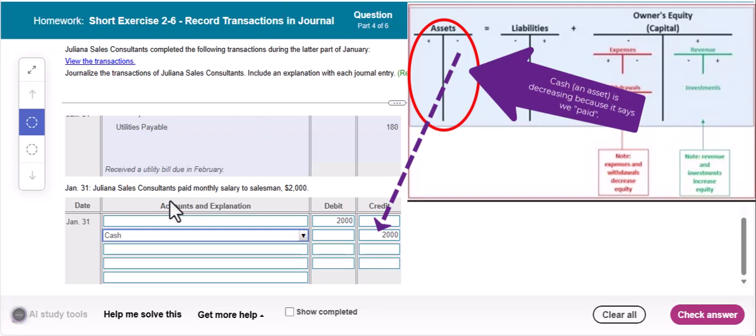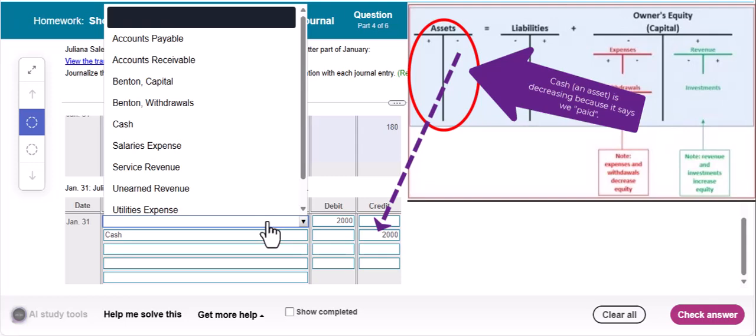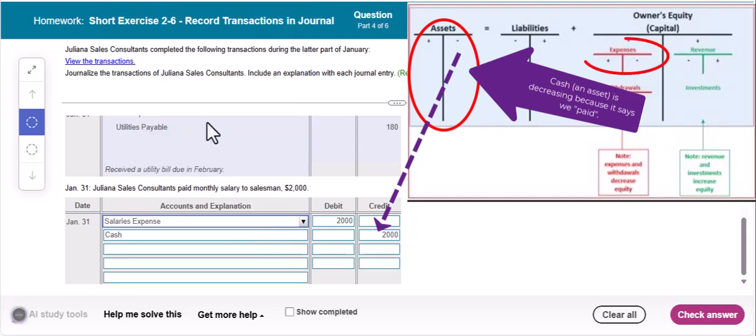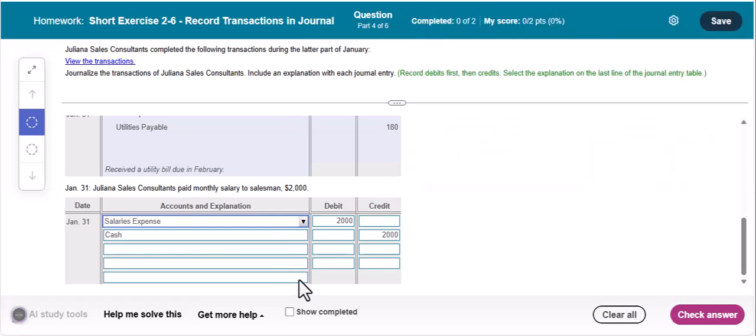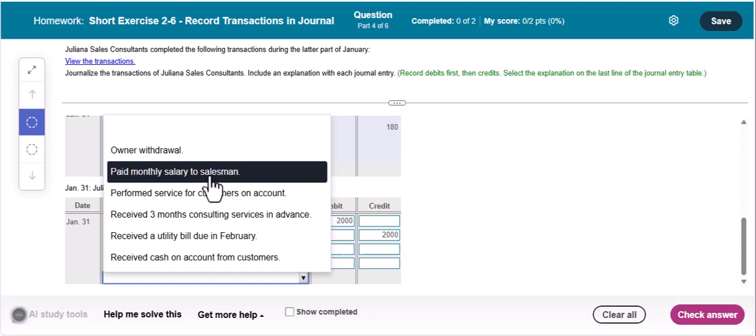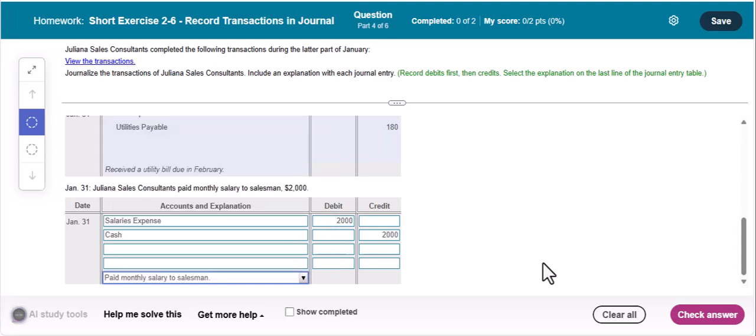All right, and now for our debit account, we have to figure out, why are we paying these people? Because they are salespeople. So let's see if we have a salaries expense or something like that here in our list. And yes, we do. Salaries expense being debited for 2,000. And why is this expense being debited? Well, first of all, salaries expense, is it increasing or decreasing? It is increasing. And then how do expenses increase? With a debit. And then lastly here, we have to input our explanation. So we paid monthly salary to salesmen. Let's go ahead and check our answer.